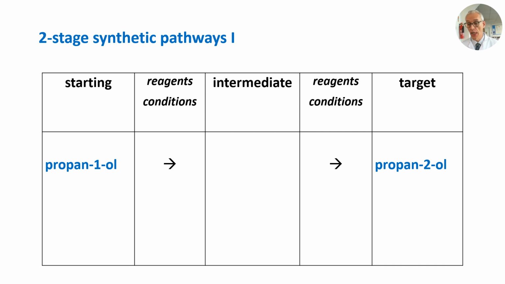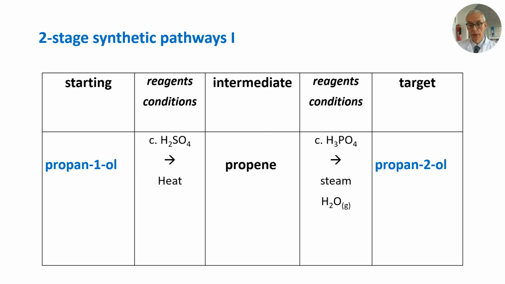Okay, so I am about to reveal my answers. So my solution is to form propene from propan 1-ol by dehydration with concentrated sulfuric acid and heat, and then add a water molecule in the form of steam in the presence of the catalyst concentrated phosphoric acid to form, by Markovnikov's rule, propan 2-ol. Right, let's move on to the second problem.